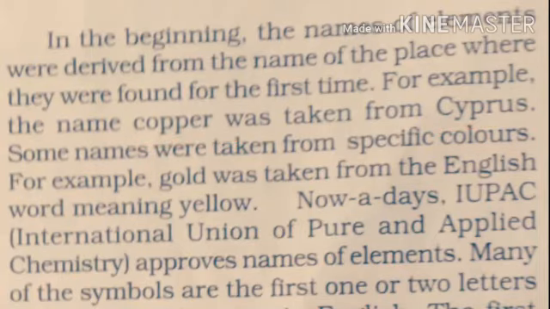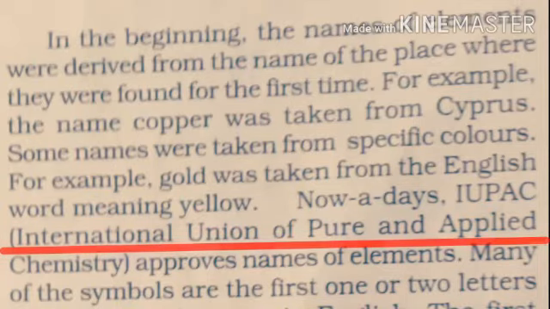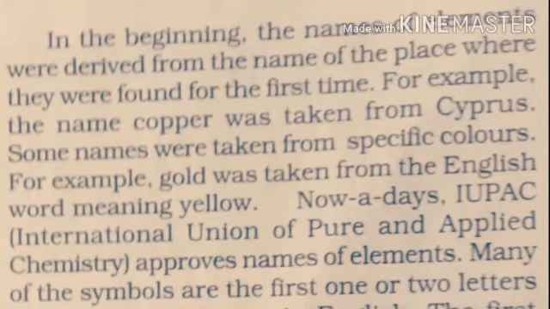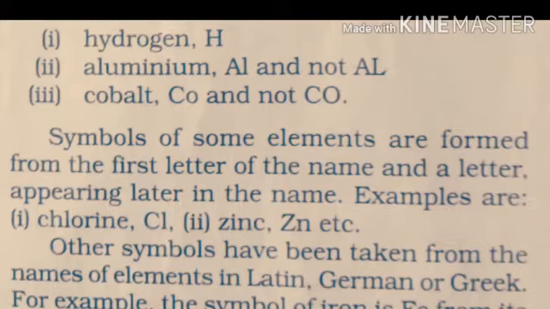Some names were taken from specific colors. For example, gold was taken from the English word meaning yellow. But nowadays, IUPAC, the International Union of Pure and Applied Chemistry, approves the names of elements. Many of the symbols are the first one or two letters of the element's name in English.